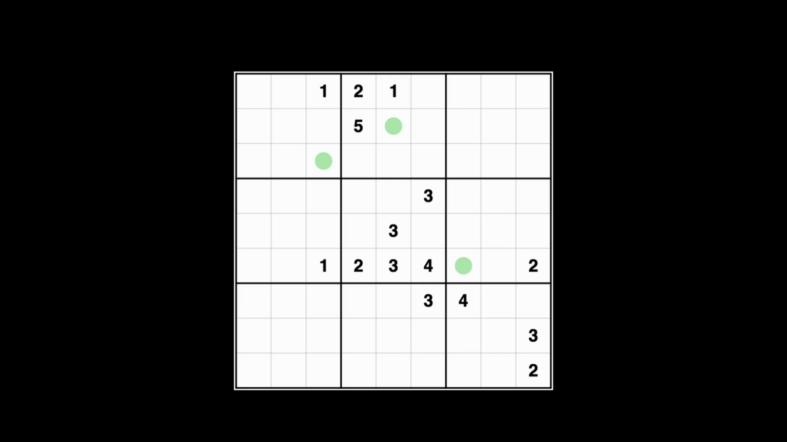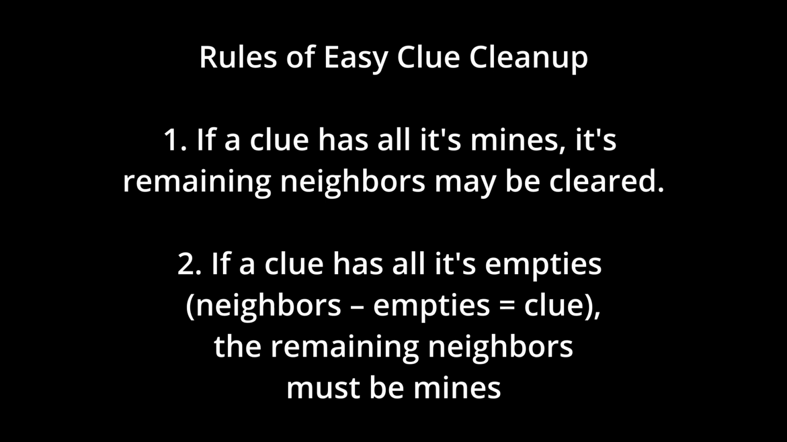The complementary idea is that if the number of unknown neighbors is small enough, if it's equal to the clue number minus the number of already placed neighboring mines, we can place the remaining mines. Here I'm doing it for the 5, the 4, and the 2 in the lower right corner. These things are definitely easier to visualize than to describe in words or mathematical language.